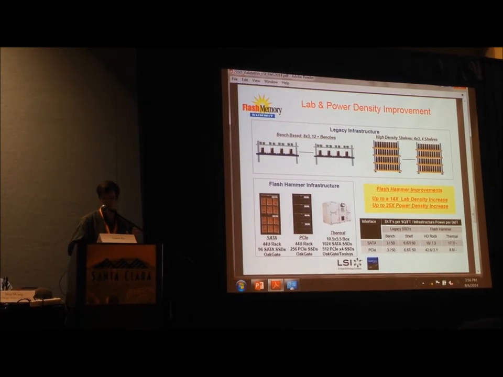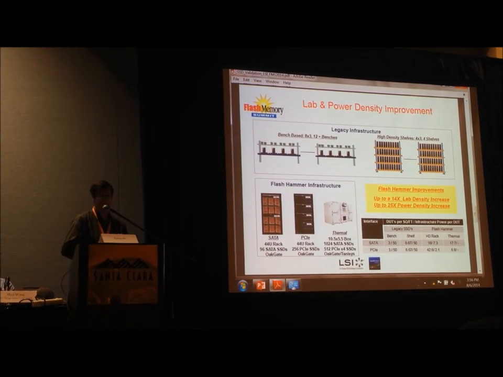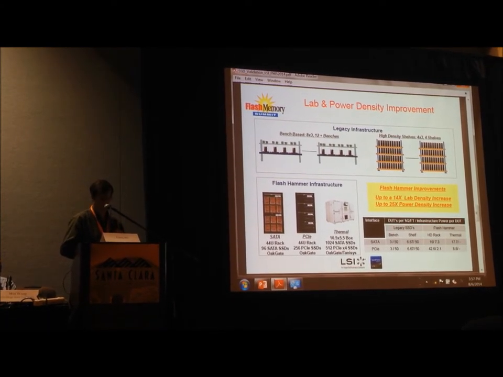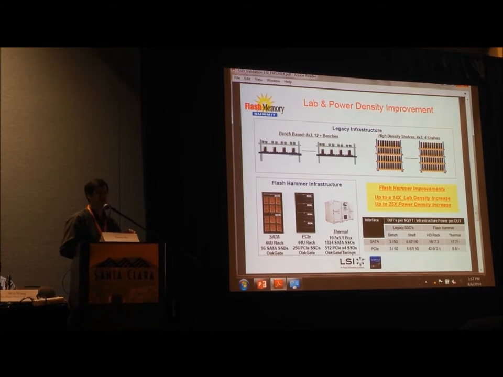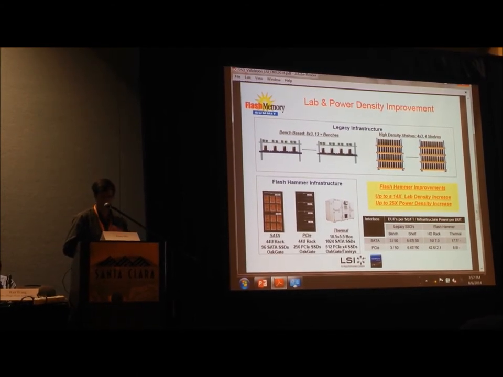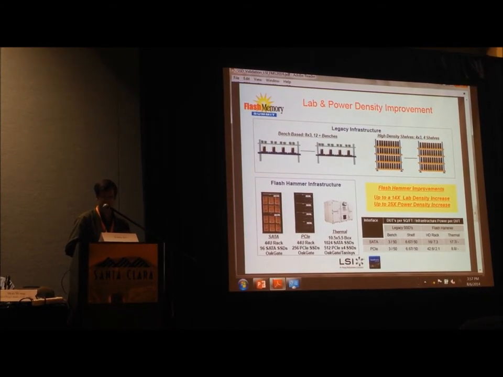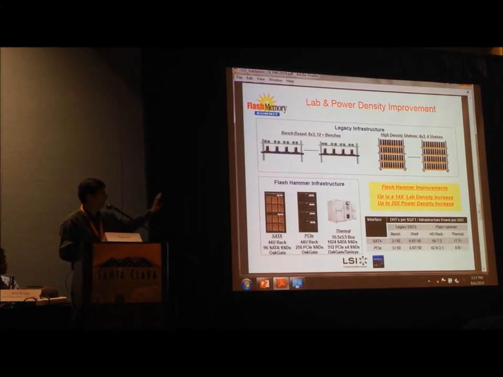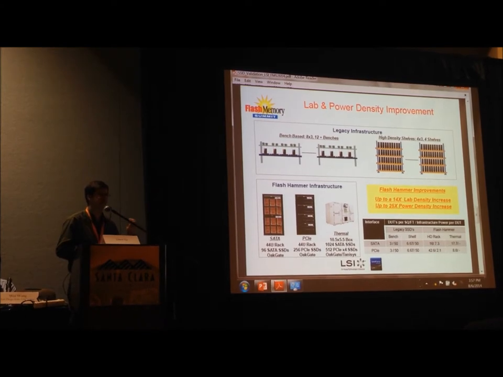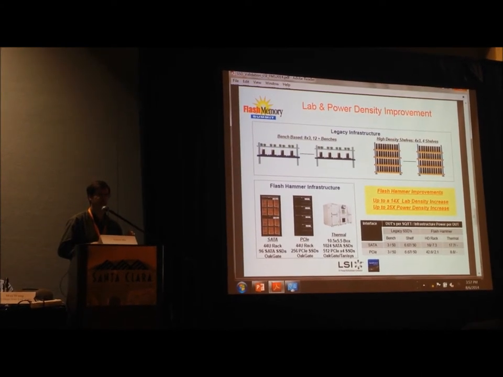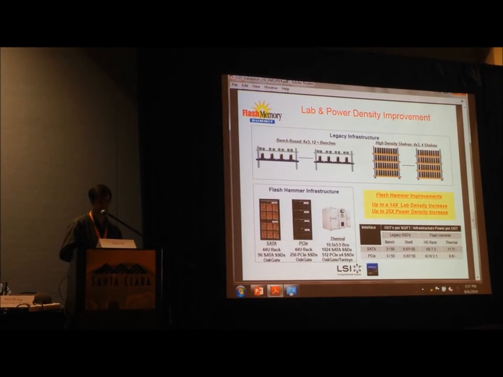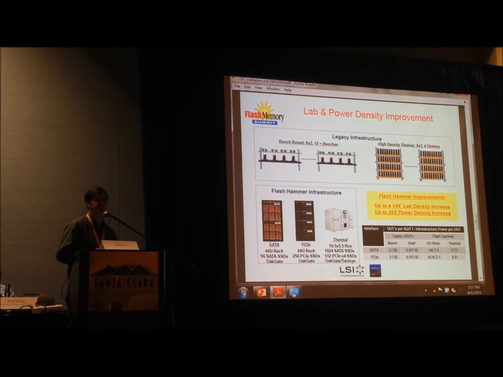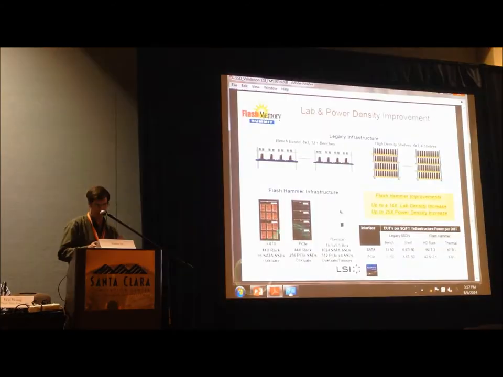And then you can also look over here in the far right for thermal. You see, I have 17 drives per square foot for thermal, which, as you can see, is much higher than if you do a shelf-based solution. And the same thing for PCIe, the density is much higher. So if you calculate all these numbers out, you can have as much as a 14x lab density improvement. What that means is, guess what? I can now fit everything in my lab. And I can have up to a 25x power density improvement in my lab. So now I can fit everything in my lab.